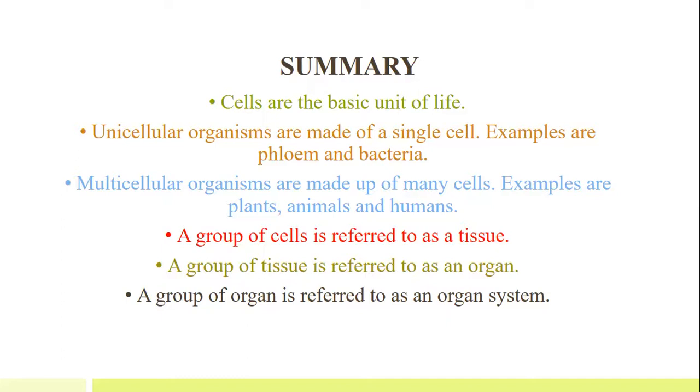A group of cells is referred to as a tissue. A group of tissues is referred to as an organ. A group of organs is referred to as an organ system. And as we now know, many organ systems make up a whole organism.